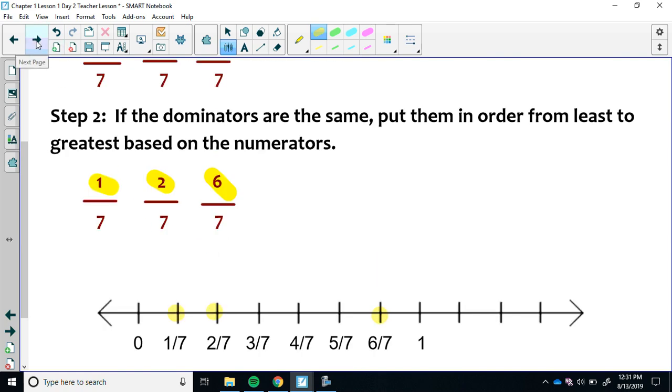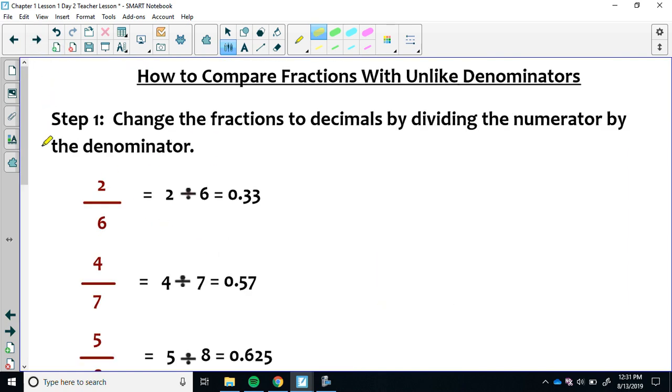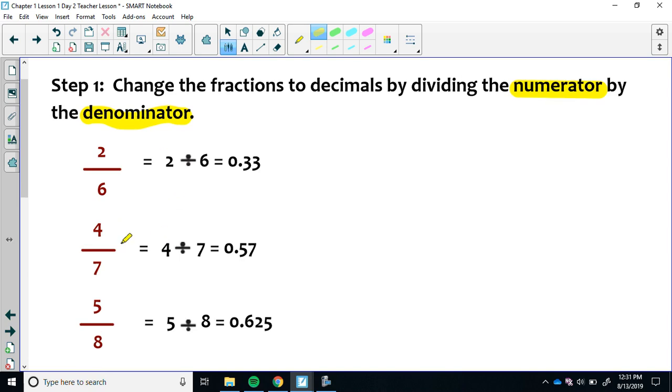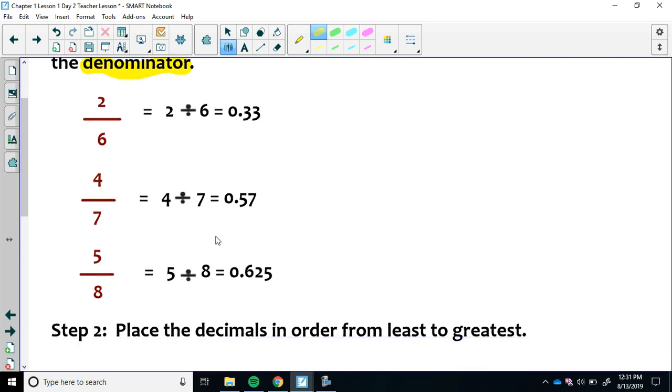Next up, comparing fractions of unlike denominators. The way I like to do this is I like to change the fractions to decimals by dividing the numerator by the denominator. And having a calculator makes this really easy. So you take 2, you take the numerator and you divide it by the denominator, and you get 0.33. 4 divided by 7 is 0.57, and 5 divided by 8 is 0.625.